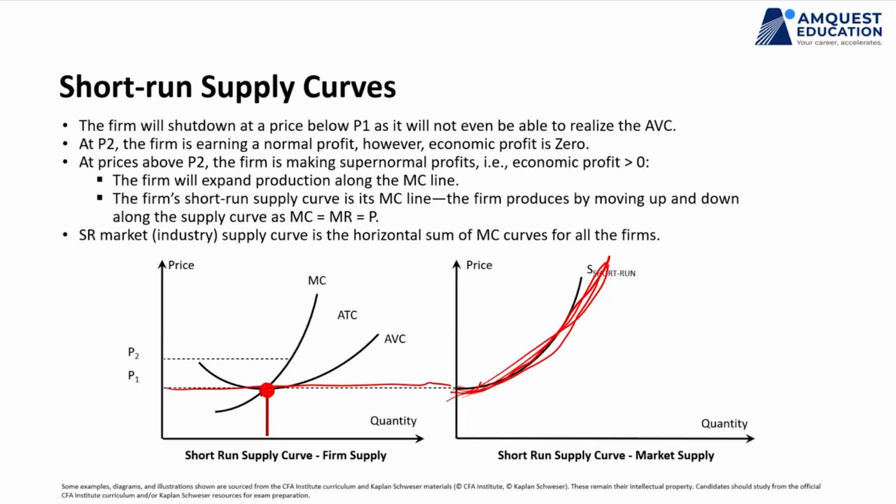supply curve. Clear? So learning two things. What is the profit maximization point? MC-MR. What is the output maximization point? MC-AVC. Clear? Okay.